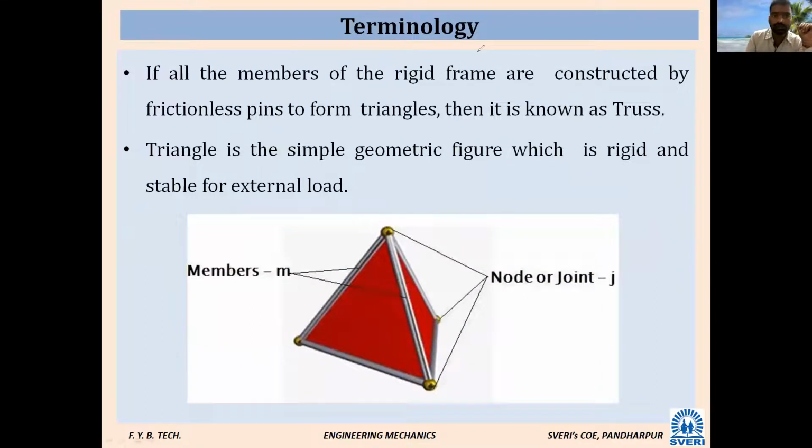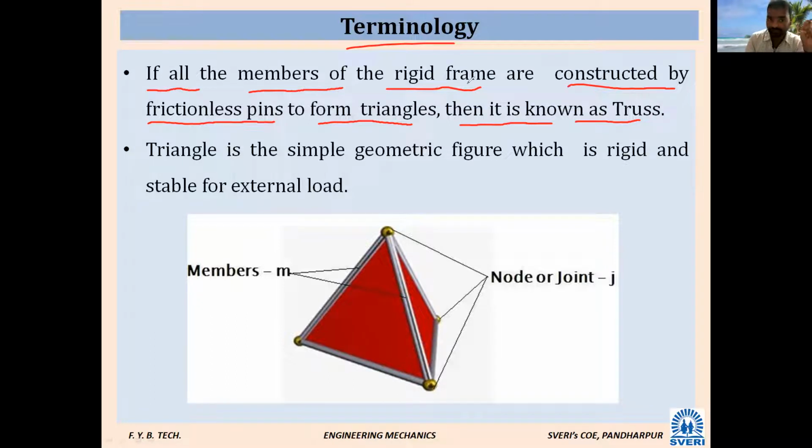Then some of the important terminologies. If all the members of a rigid frame are connected by frictionless pins to form triangles, then it is known as a truss. What is a truss? It is nothing but members of a rigid frame connected by frictionless pins. This is one member, this is one member. This end-to-end connection is a frictionless joint. There is no friction, it means movement is possible. Then this is called a truss.